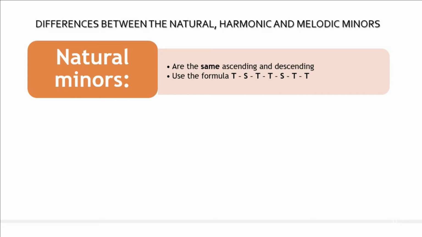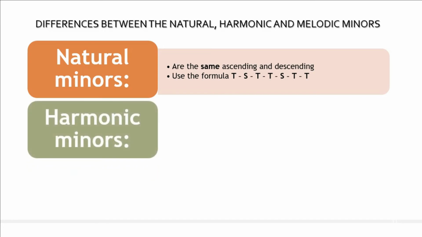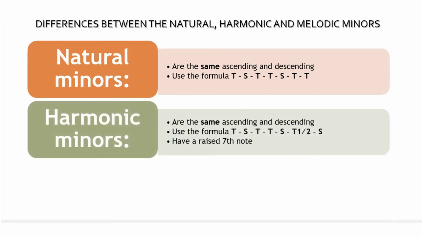And secondly, they use the pattern tone, semitone, tone, tone, semitone, tone, tone. For the harmonic minors, they are the same in ascending and in descending. They use the formula tone, semitone, tone, tone, semitone, a tone and a half or 3 semitones, then semitone. And they have a raised seventh note.